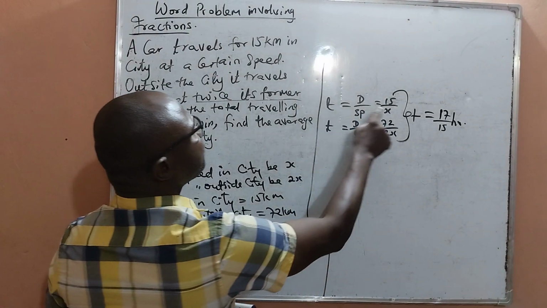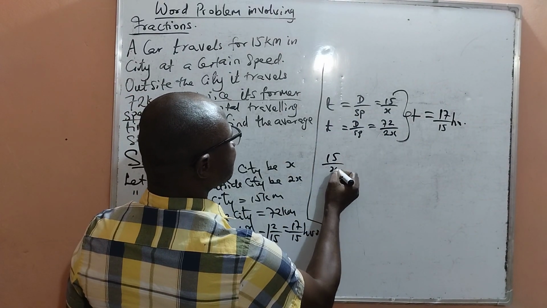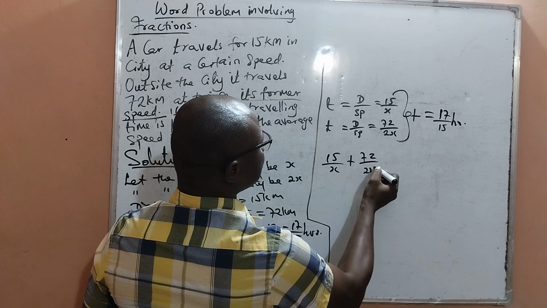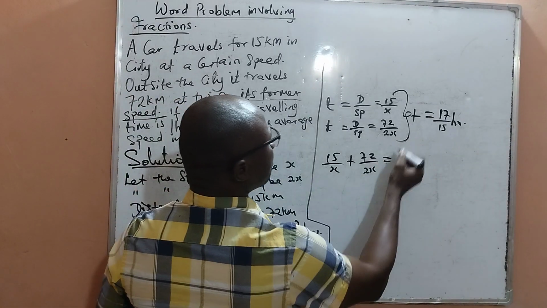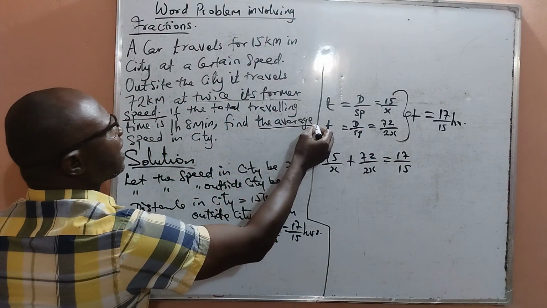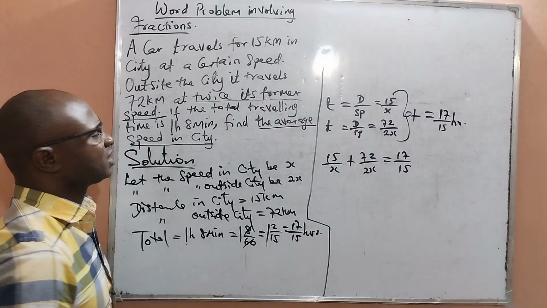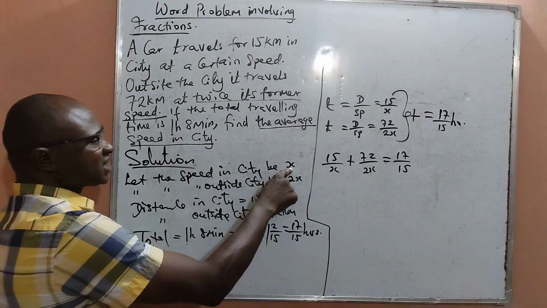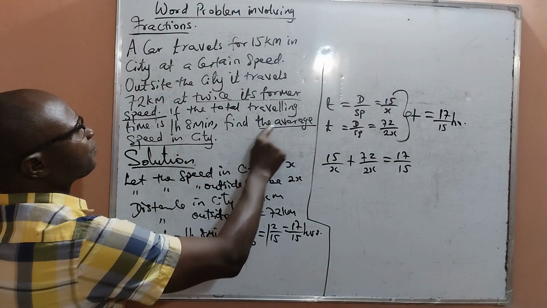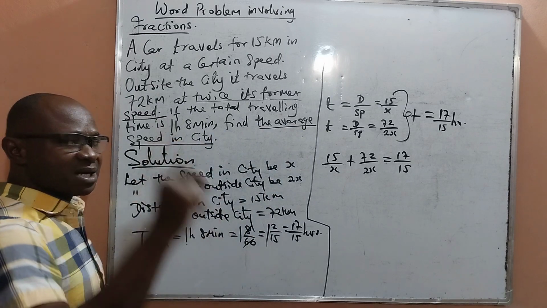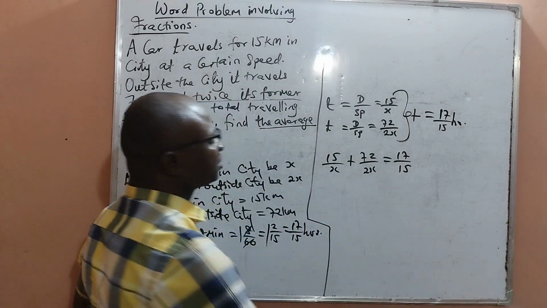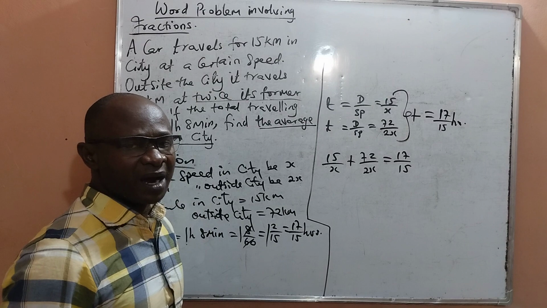Now, see the time for traveling in the city, 15 all over x, plus the time for traveling outside the city, 72 all over 2x. Altogether, it is equal to 17 all over 15. What the question has asked us to find is the average speed for traveling in the city. But remember that the speed for traveling in the city is x. So when we get the value of x, that is the solution we are looking for. The average speed in the city is represented by the letter x. So if you solve for x and get the value of x in kilometers per hour, that becomes the final answer.